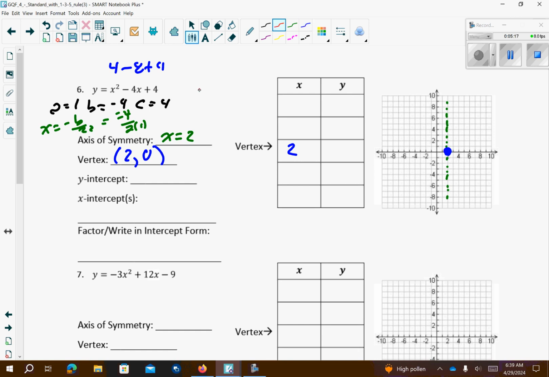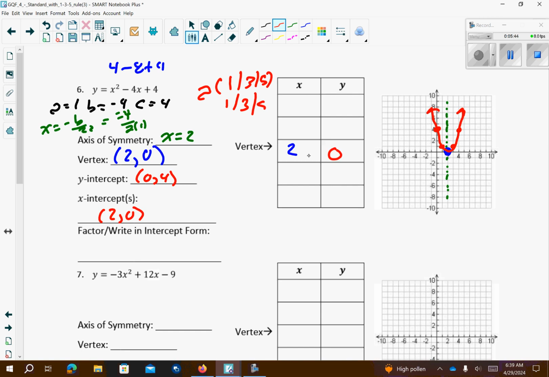Our pattern graph is going to be a times 1, 3, 5. Our a value is 1, so we're just going to pattern graph with 1, 3, 5. So I'm going to go right 1 up 1, left 1 up 1, right 1 up 1, 2, 3, left 1 up 3. There's enough for our parabola. So our y-intercept looks like it's going to be at 0 comma 4. And our x-intercept is going to be 2 comma 0. There's only one of them.